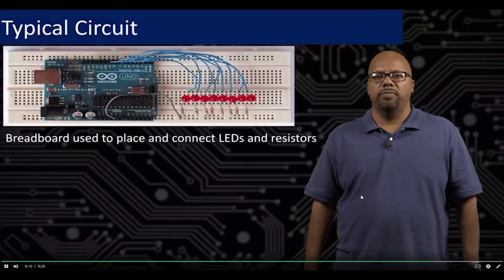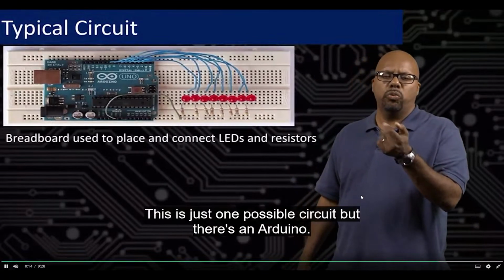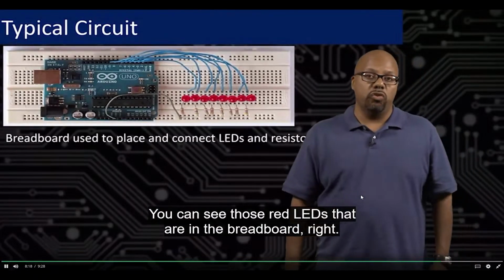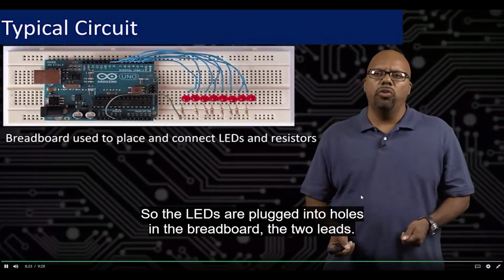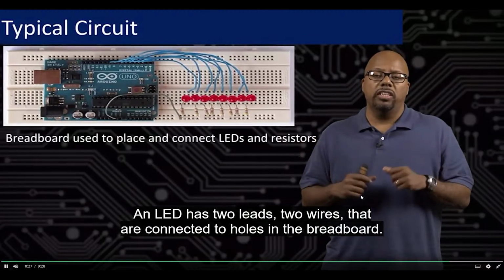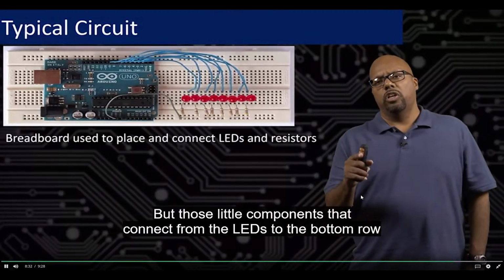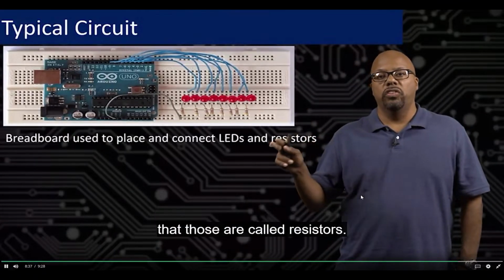It's made a specific size, it's a common size. Here's a typical circuit. This is one possible circuit, but there's an Arduino, and this Arduino is connected to some LEDs. You can see those red LEDs that are in the breadboard, right? So the LEDs are plugged into holes in the breadboard. An LED has 2 leads, 2 wires. They connect to the holes in the breadboard. There are also resistors. I don't know if you can see them, but those little components that connect from the LEDs to the bottom row, those are called resistors. And we'll talk about that circuitry.